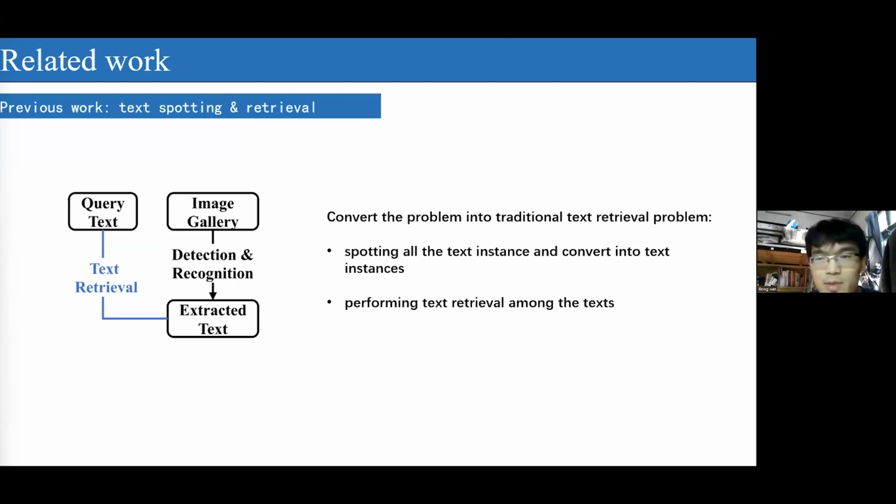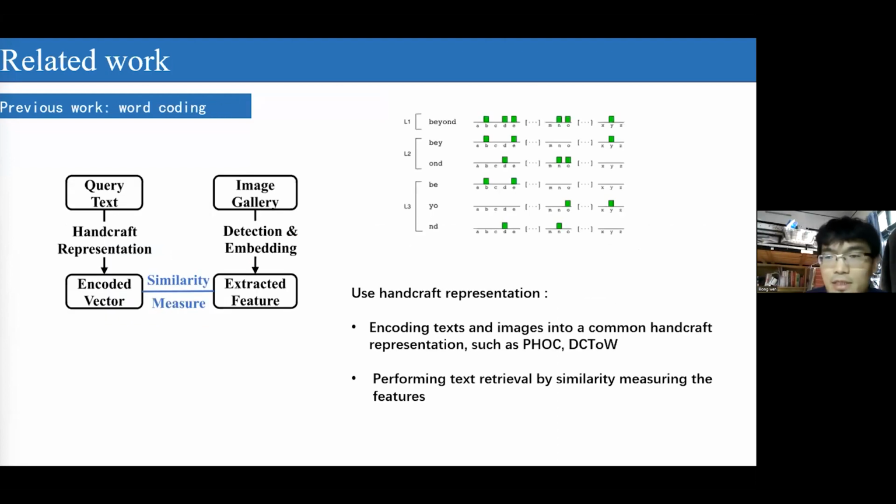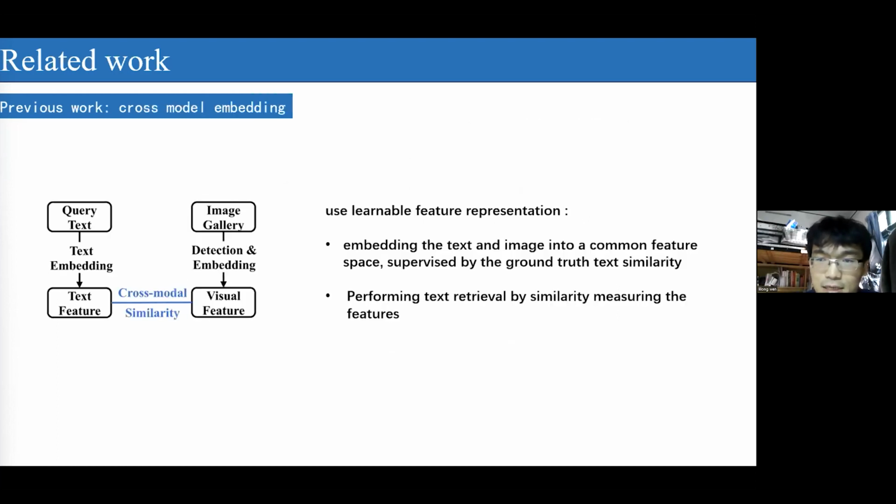The word coding method devises a common handcrafted representation for the word images and the text strings using PHOC or DCToW. Then it measures the similarity in these handcrafted features to perform the retrieval, but the performance is still limited due to the discrepancy between the distance of the encoded features in the common space and the true text edit distance.